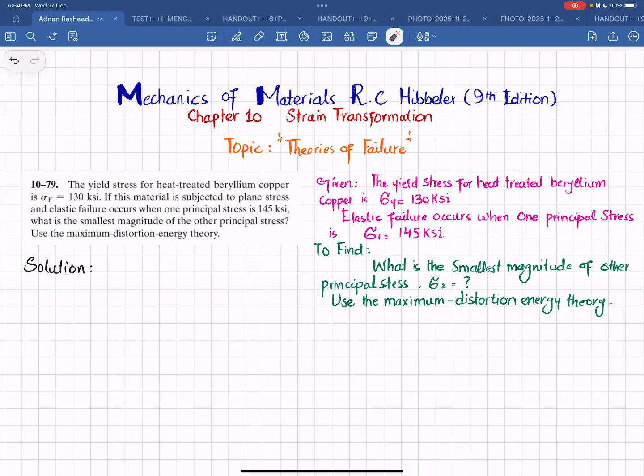So the statement is: the yield stress for heat-treated beryllium copper is 130 ksi. If the material is subjected to plane stress and elastic failure occurs when one principal stress is 145 ksi, what is the smallest magnitude of the other principal stress? Use the maximum distortion energy theory.